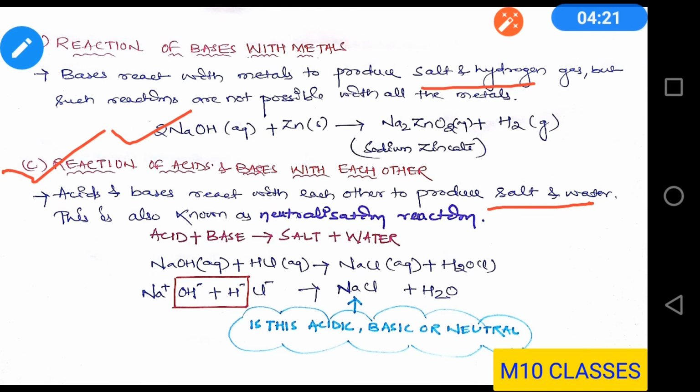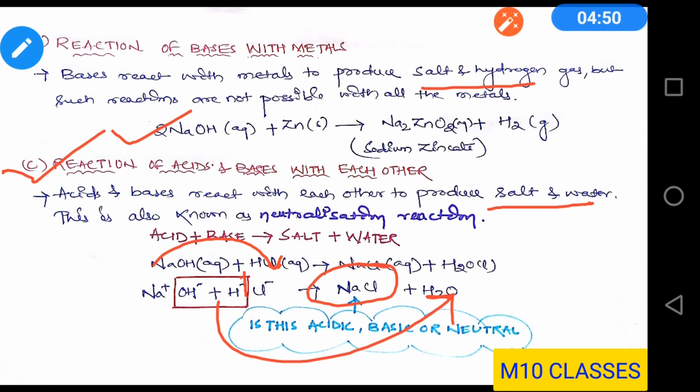Now how is this water formed? NaOH in its aqueous solution will give OH minus ion, and HCl in aqueous solution will provide H plus ion. This H plus and OH minus ion will combine to form the water molecule. Na and Cl will combine to form the salt, that is NaCl.